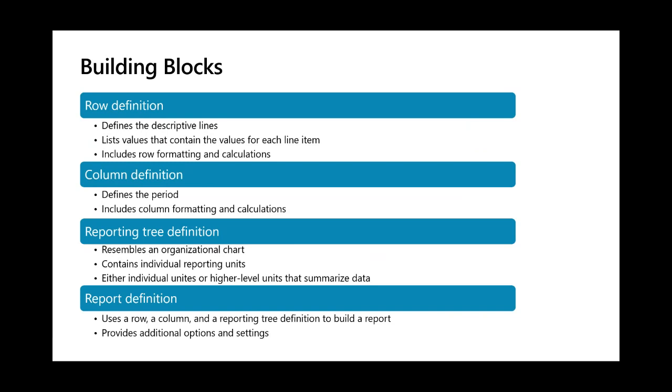Next to rows and columns, we have reporting tree definitions. For reporting tree definitions, think about the organizational hierarchy you have. Typically, there's a holding, and the holding has a lot of subsidiaries, a lot of legal entities which sit below. And you need to report based on that hierarchy. Sometimes you're on the first level, sometimes you go on the second, on the third. It really depends on the requirement.